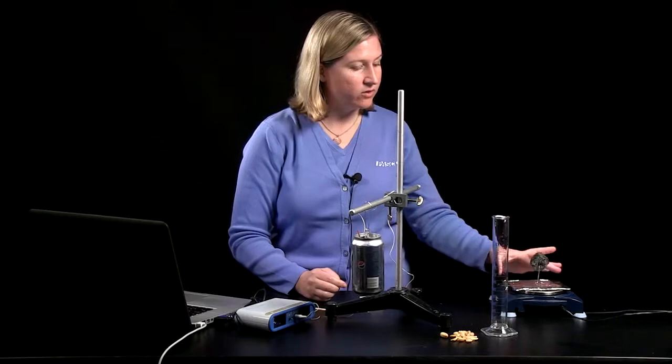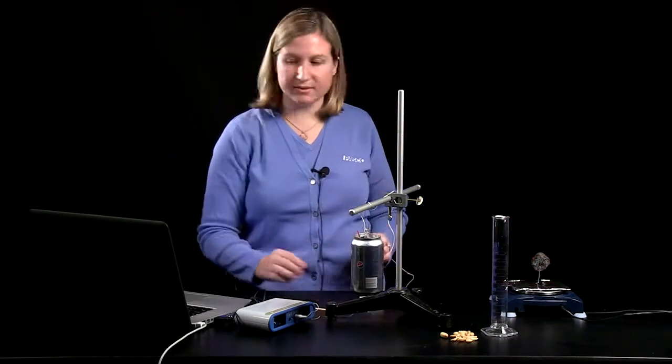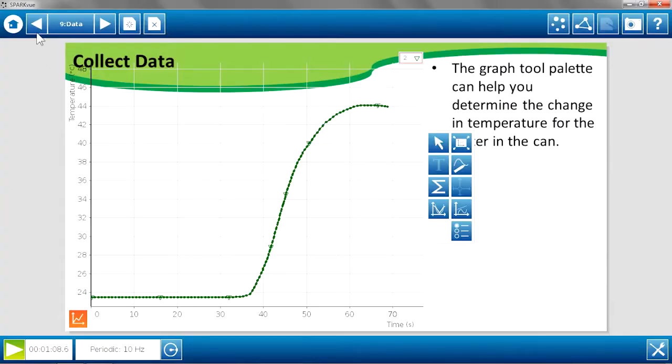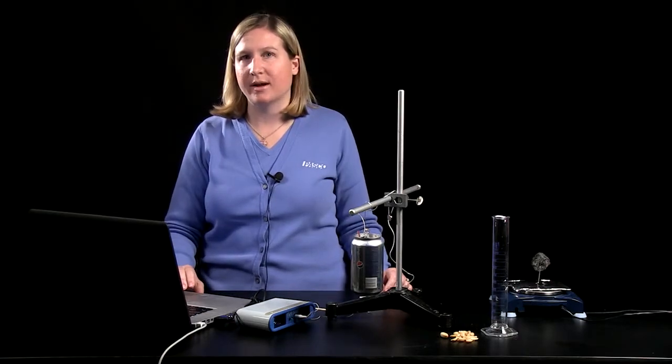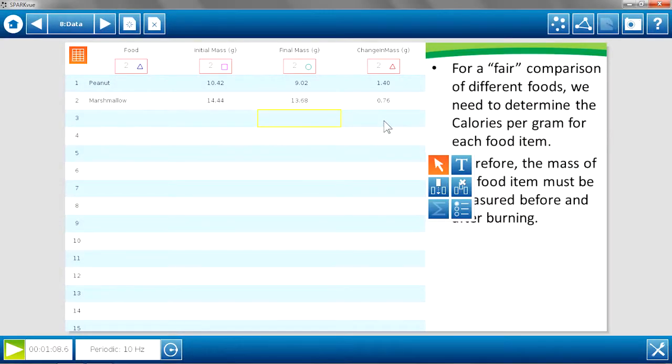Place the food and holder, again all together, on the balance. And I'm going to return to my data table for collecting data on mass and type in the final mass here, 13.68 grams. And I'm using a data table in which the third column, change in mass, automatically calculates the difference between the initial and final masses. SparkView software has a calculator option, and I use that to create an equation that will find the difference.